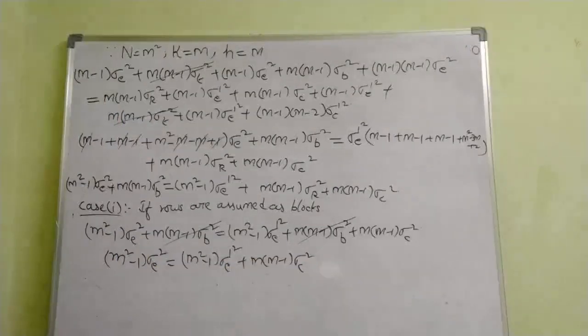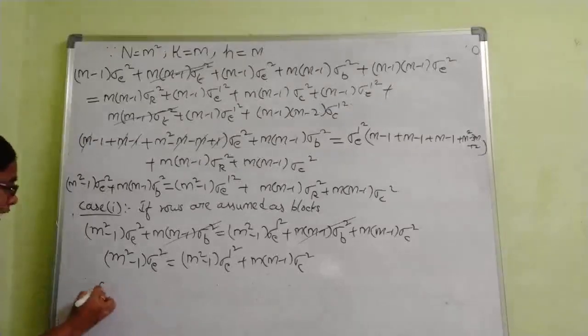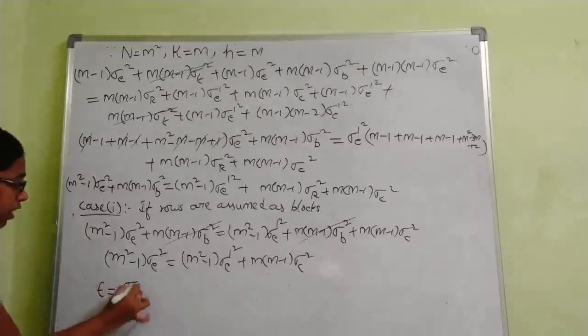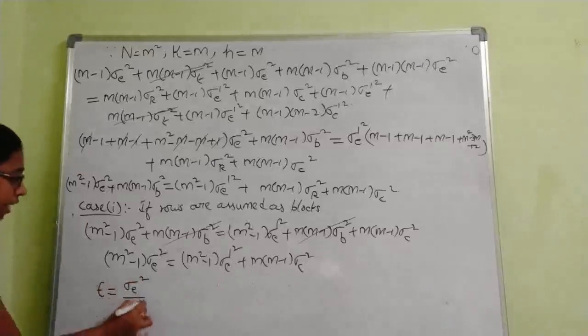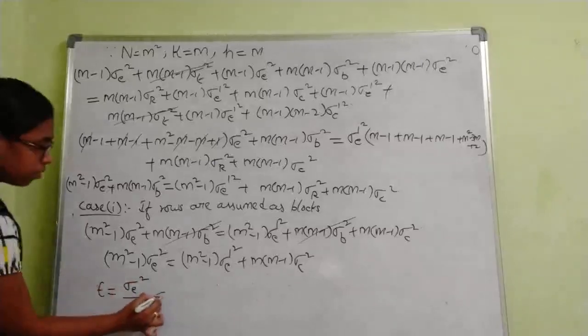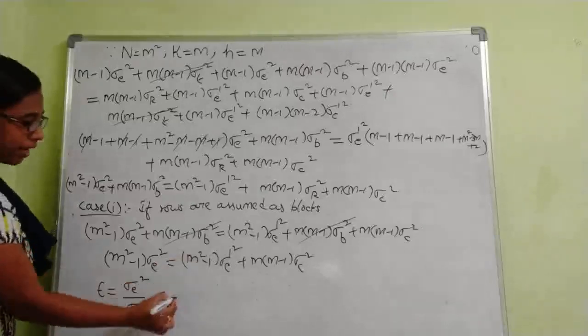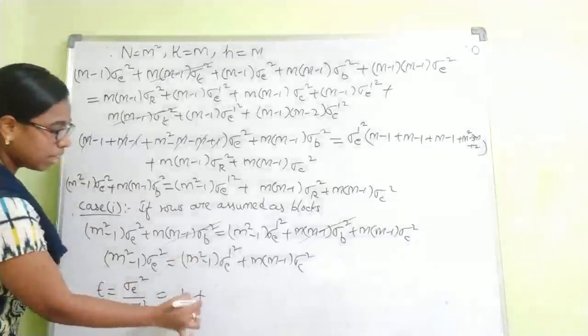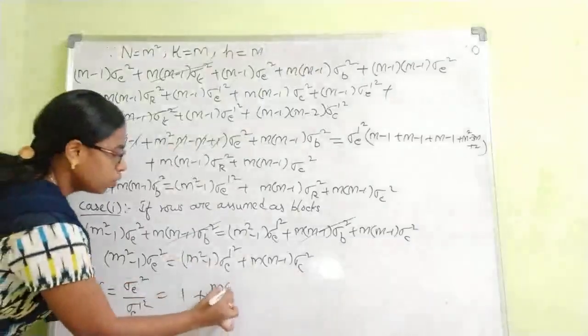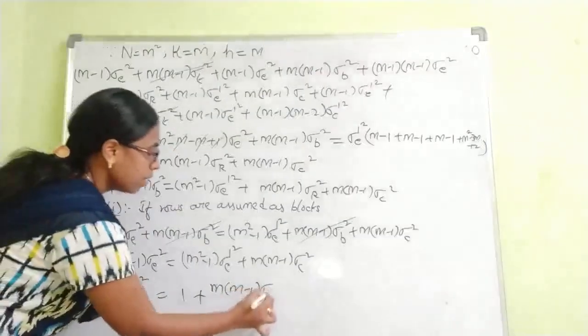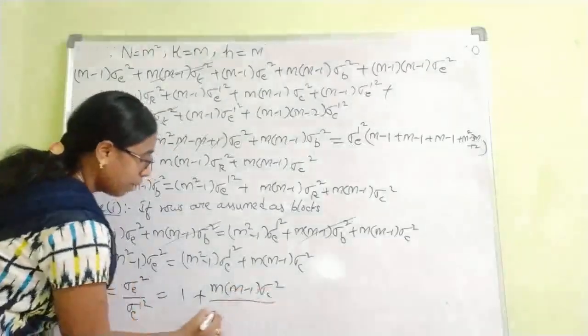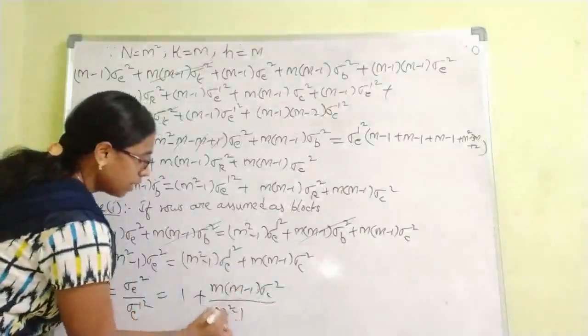So this is our first case. Now we will divide with m square minus 1 sigma e dash square, so that we will get the efficiency E equals sigma e square by sigma e dash square, which is equal to, dividing by m square minus 1 sigma e dash square, 1 plus m into m minus 1 sigma c square divided by m square minus 1.